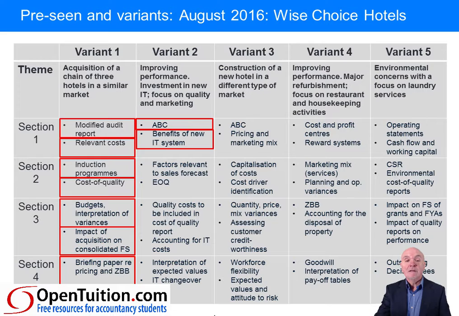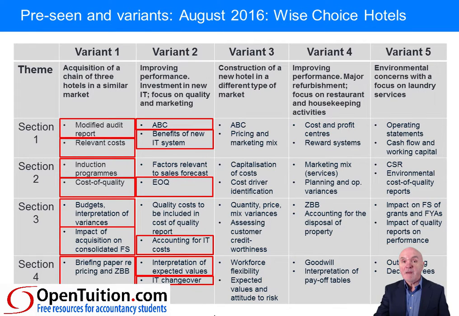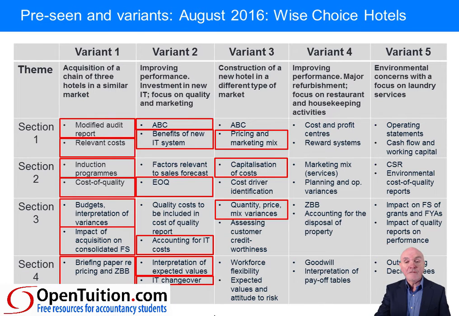activity-based costing, benefits that may come from a new IT system, economic order quantities, accounting for IT costs, whether maybe they should be capitalized or written off, interpretation and use of expected values, IT changeover methods, advantages, disadvantages, and so on. The pricing and the marketing mix. Should certain costs be capitalized or should they be written off? Quantity, price and mix variances. A bit of working capital, assessing the creditworthiness of customers.